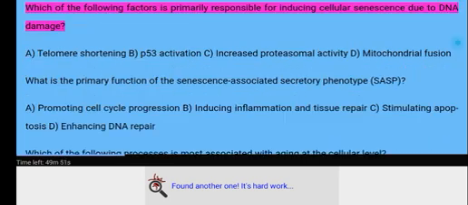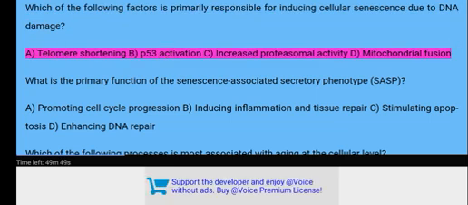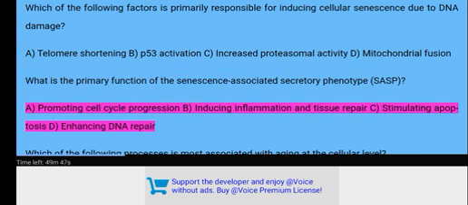MCQs. Which of the following factors is primarily responsible for inducing cellular senescence due to DNA damage? A. Telomere shortening. B. P53 activation. C. Increased proteasomal activity. D. Mitochondrial fusion. What is the primary function of a senescence-associated secretory phenotype, SASP? A. Promoting cell cycle progression. B. Inducing inflammation and tissue repair. C. Stimulating apoptosis. D. Enhancing DNA repair.